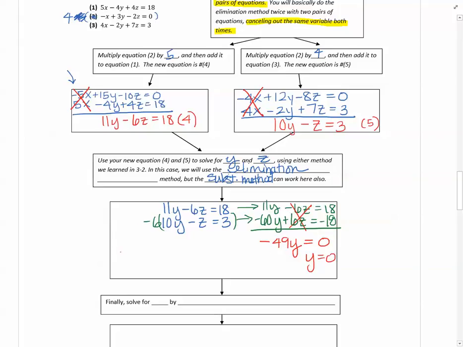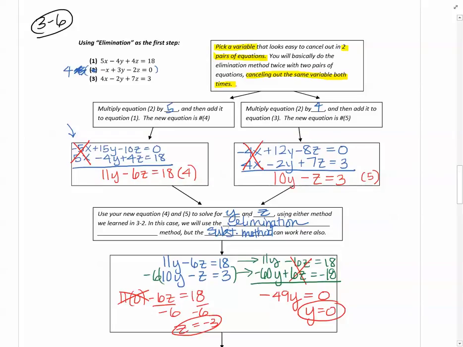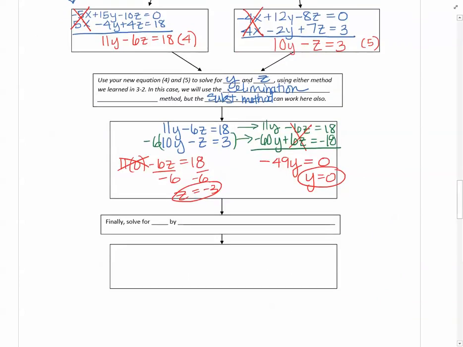I'm going to plug that in for y, and I'll just use the top equation to get z. So that's 0, that cancels. If I divide both sides by negative 6, I get that z equals negative 3. So I already got 2 out of my 3 variables. I didn't use the elimination method here because I used the elimination at the top. That doesn't matter. I just used it because I thought it would be easier. Remember, this is like a problem within a problem.